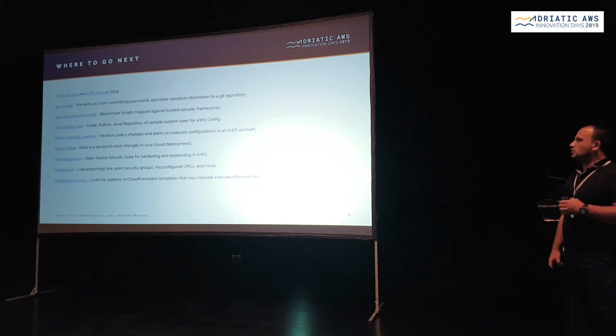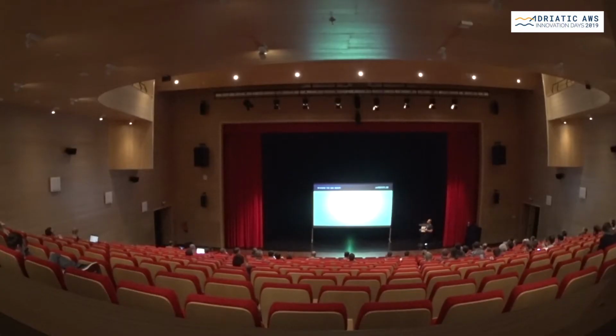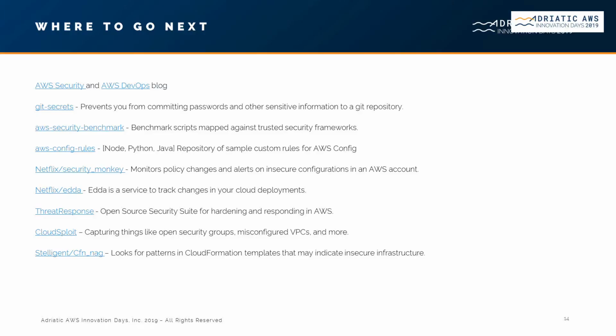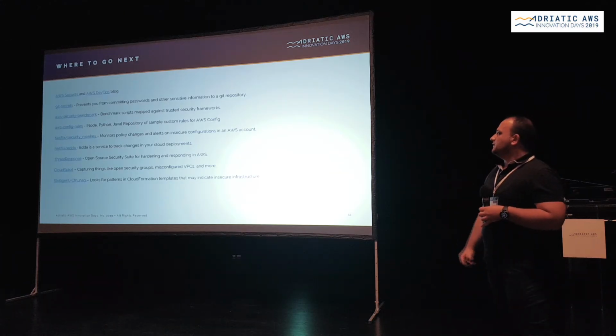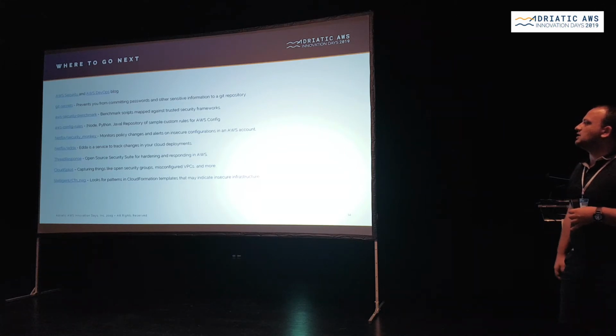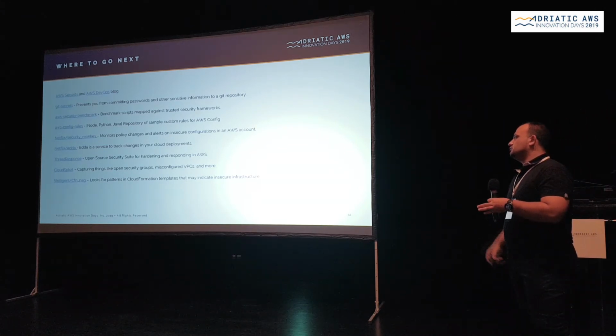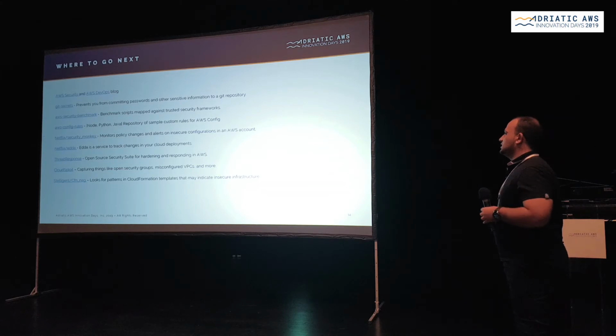Okay, so where can you go next from here? There are different kinds of open source tools and configurability rules which you can research and implement inside your organization, but my suggestion is to start from the AWS security blog. From there, you can see different approaches to improve security inside your organization. Also, one of the most interesting tools for me is the Netflix Security Monkey, which monitors your policy and alerts on insecure configurations inside your AWS account.